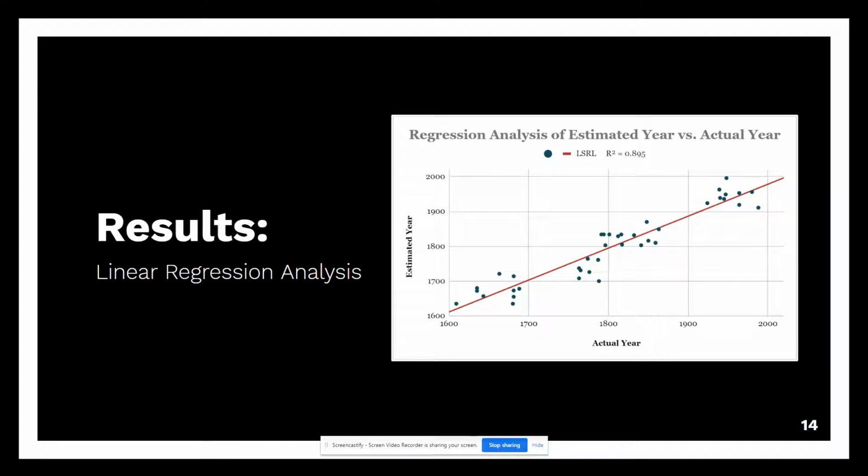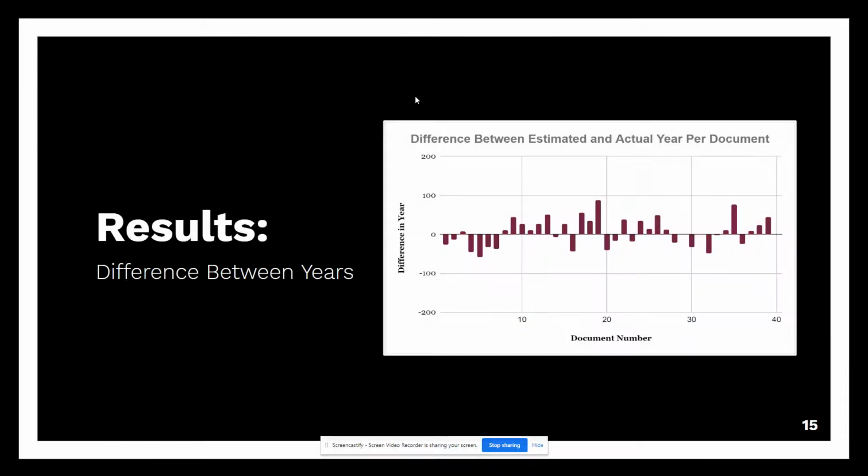I ran a linear regression analysis, and here is a comparison between my estimated and actual year. On the y-axis is my estimated year, on the x-axis is my actual year, and here's my least squares regression line comparing the estimated and actual year. And here's the difference between the estimated and actual year. As you can see from this graph, my algorithm was pretty accurate. It never went above 100 years in error, and it was very close to the actual year. The difference being right here, 0, and here's all the stuff that my algorithm outputted.